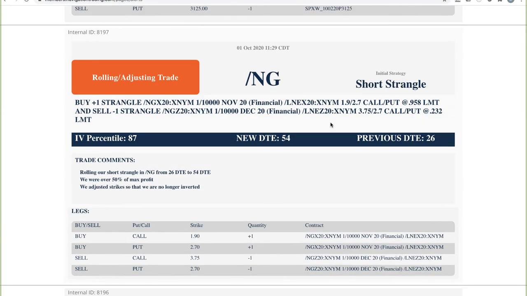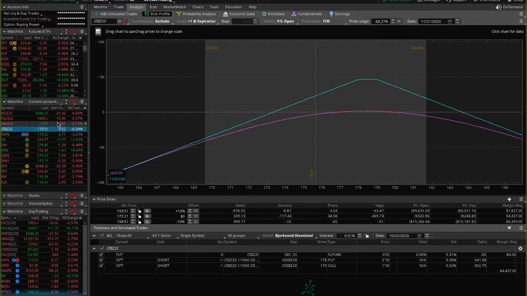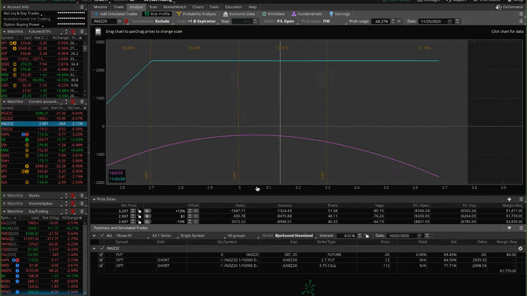Natty Gas, rolling adjusting trade in Nat Gas. We've got a short strangle in Natty that we rolled out.